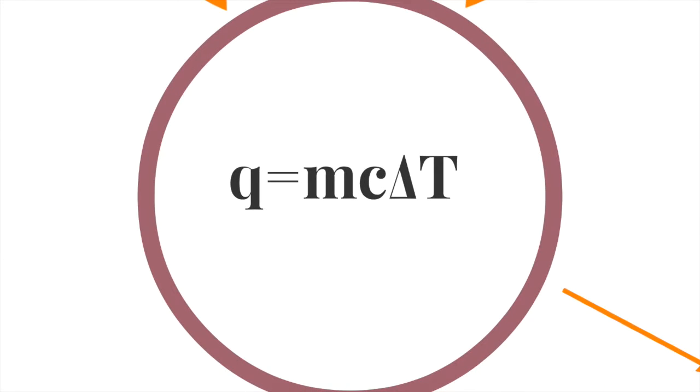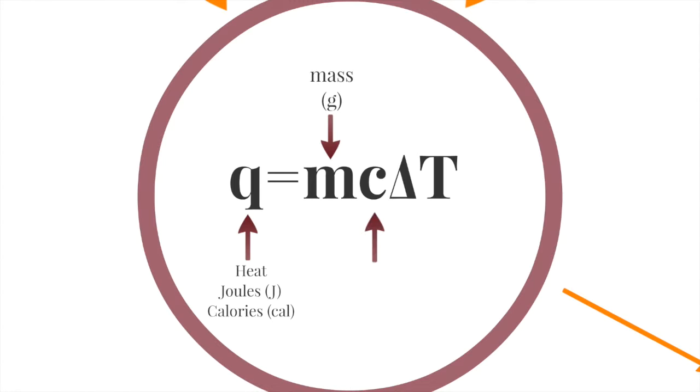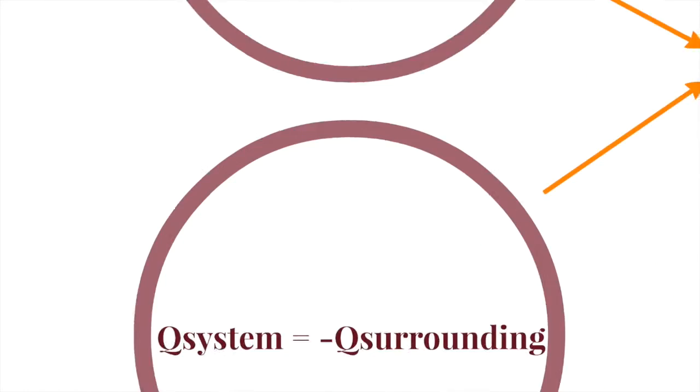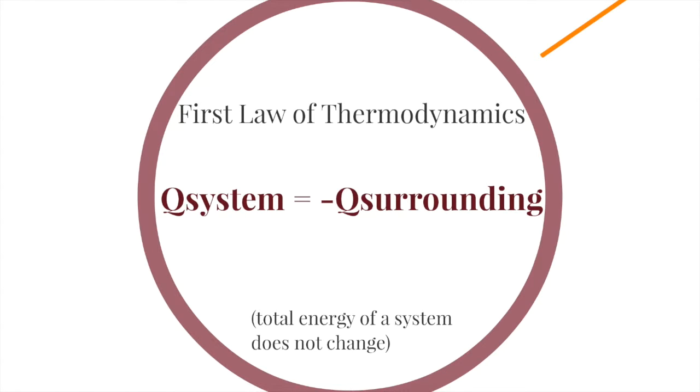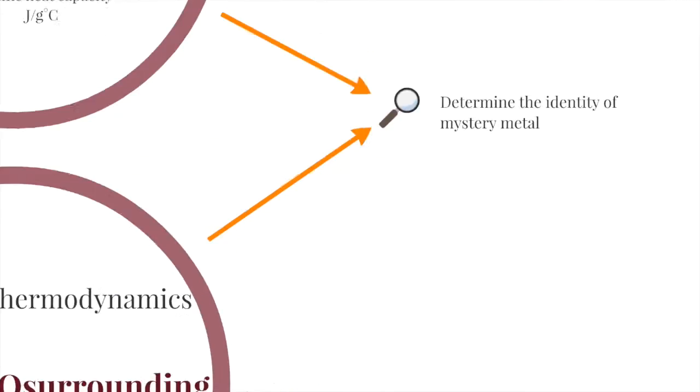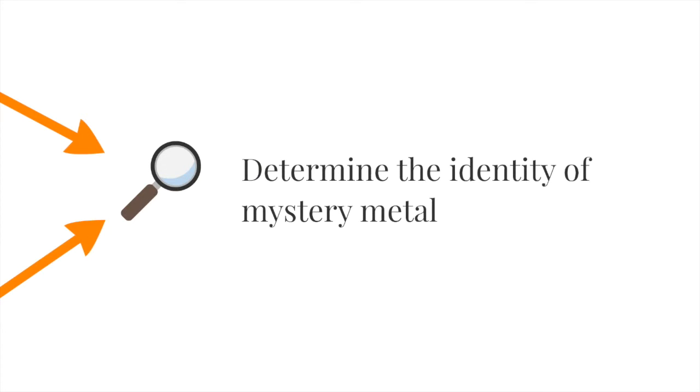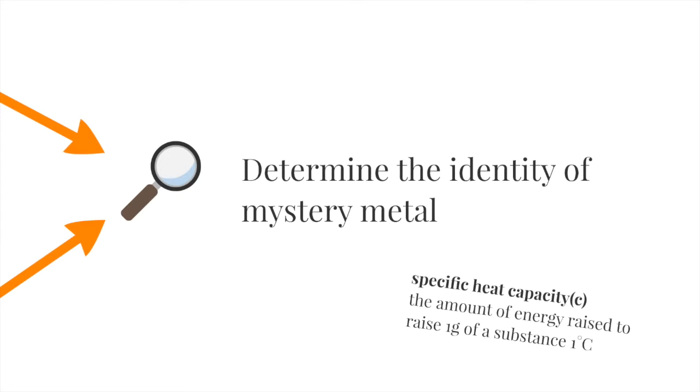The most important equation about heat that you'll need to use all the time is Q equals mc delta T. And the other really important equation, Q system equals negative Q surrounding, which also should be easy to understand because it is just about conservation of energy, hinting semester 1. And we used both these two equations in the first experiment to determine the identity of the mystery metal by its specific heat capacity, which is the C in Q equals mc delta T.